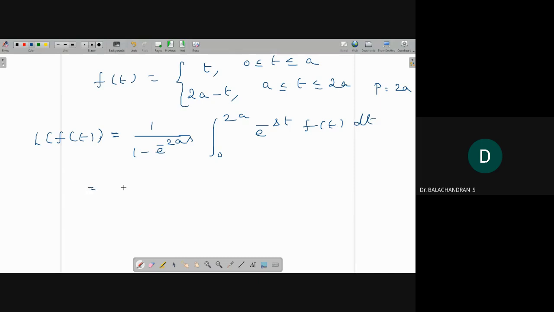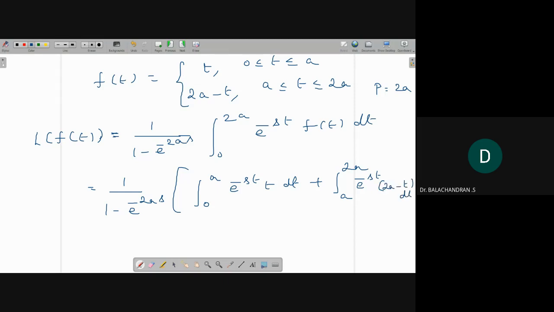Now I can split the integral into two integrals. One is from 0 to a, where f of t equals t, plus the integral from a to 2a of e power minus st into f of t, where f of t is 2a minus t, into dt.